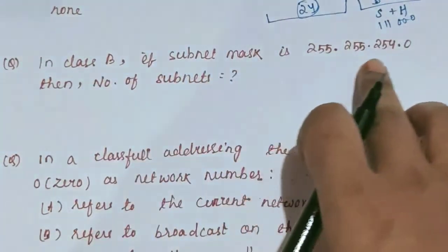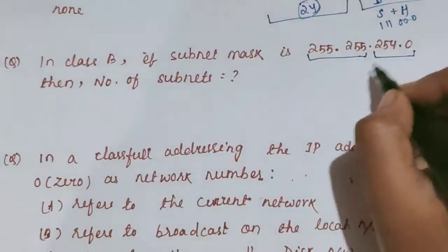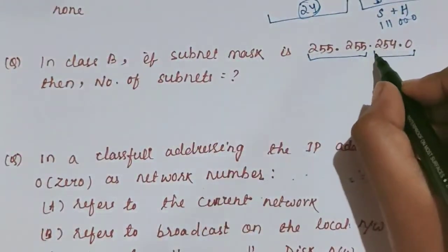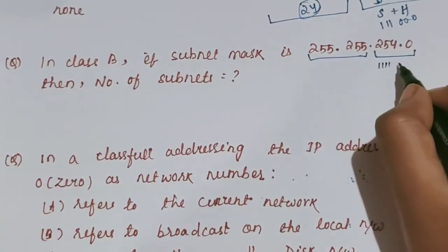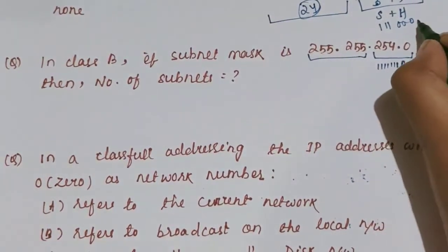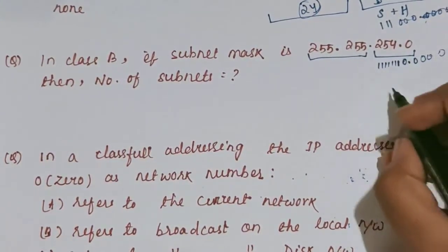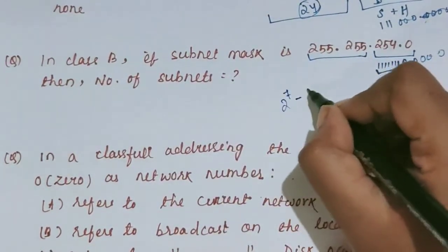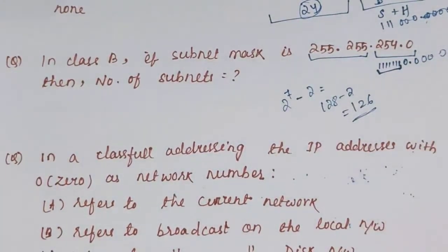In class B, if the subnet mask is given like this, these are the network bits and these are the host bits. Class B is given, and they are asking for the number of subnets. So how to find the number of subnets? You have to convert these to binary. So 254 is nothing but 7 ones and then a zero. These are the subnet bits. 7 bits are subnet, so the number of subnets will be 2 to the power 7 minus 2, which is equal to 128 minus 2, equal to 126. So the answer for this question is 126.